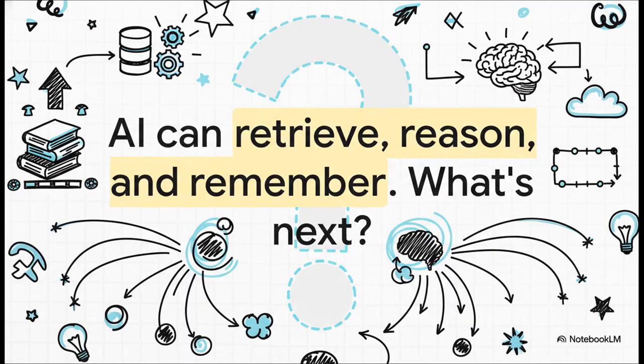I mean, in just a few years, we've seen this technology go from a simple fact checker to an autonomous assistant that can reason about relationships and remember our personal history. It's a pretty remarkable journey. Which leaves us with one last thought. Now that AI has the ability to retrieve, reason, and remember, what's the next step in its evolution?